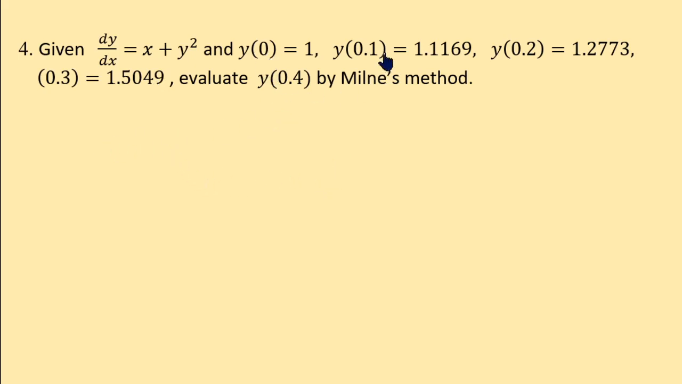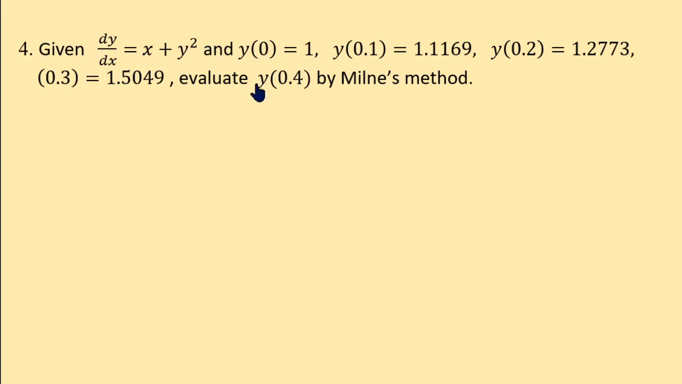x0 is 0, x1 is 0.1, x2 is 0.2, x3 is 0.3, x4 is 0.4. y0 is 1, y1 is 1.1169, y2 is 1.2773, y3 is 1.5049, and dy by dx is x plus y square. That means y dash is x plus y square.